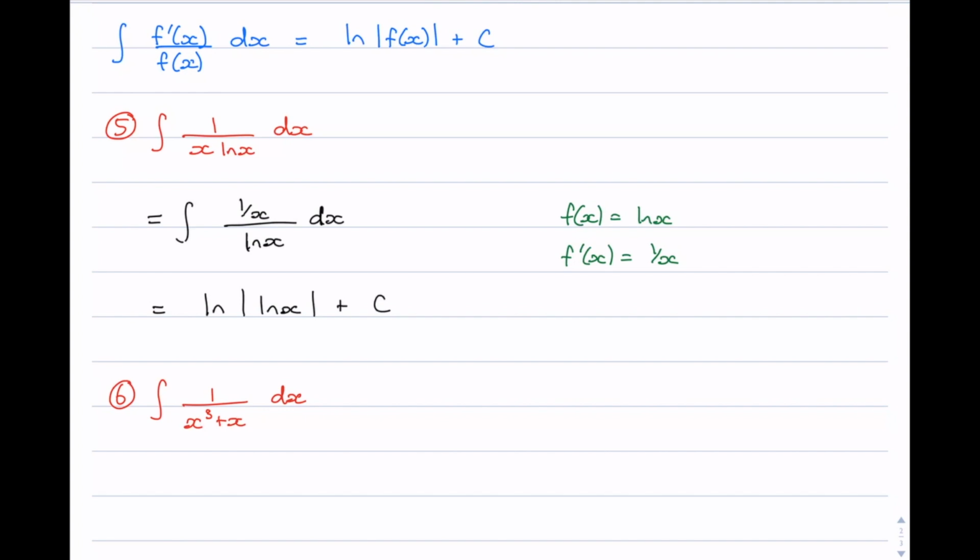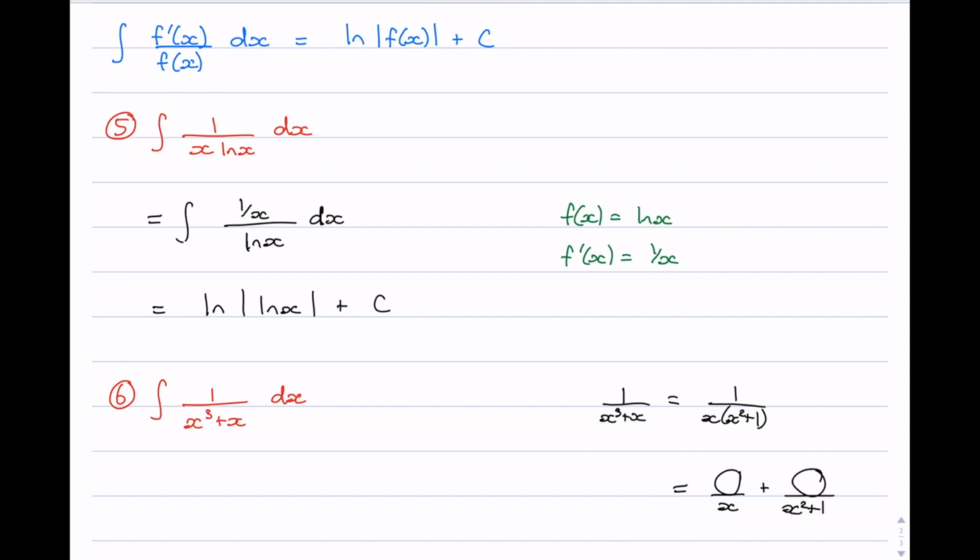This next example is quite an interesting one. At first sight, this looks like it's going to be what's known as a partial fraction decomposition. So what we would normally do is we would write 1 over x cubed plus x. Well, we can factorize our denominator. We would write that as x times x squared plus 1. And then we would try to write this as two separate fractions, one with a denominator of x and the other with a denominator of x squared plus 1. Okay, and we'd have to actually work out what these numerators are going to be.